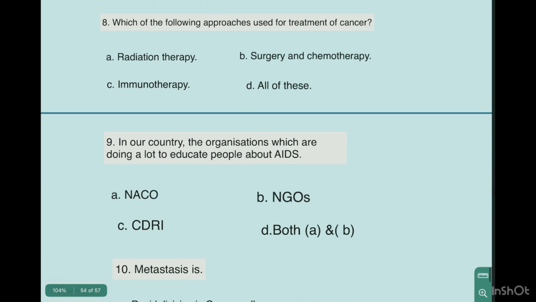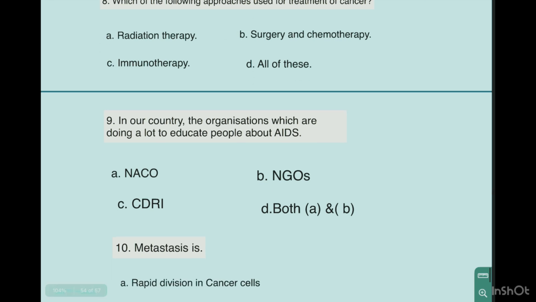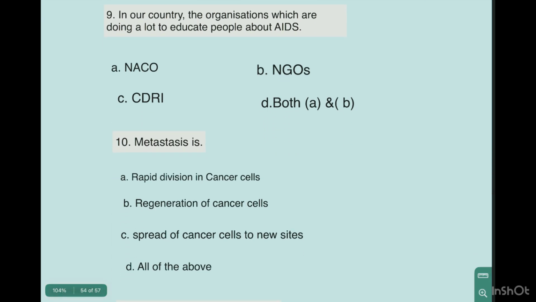Then another MCQ, which of the following approaches is used for treatment of cancer? Radiation therapy, surgery and chemotherapy, C, immunotherapy. So the answer is all of these. Coming to the next MCQ, in our country the organizations which are doing a lot to educate people about AIDS. So both A and B, National AIDS Control Organization and non-governmental organizations. Coming to the next MCQ, metastasis is rapid division of cancer cells, regeneration of cancer cells, spread of cancer cells to new sites, all of the above.